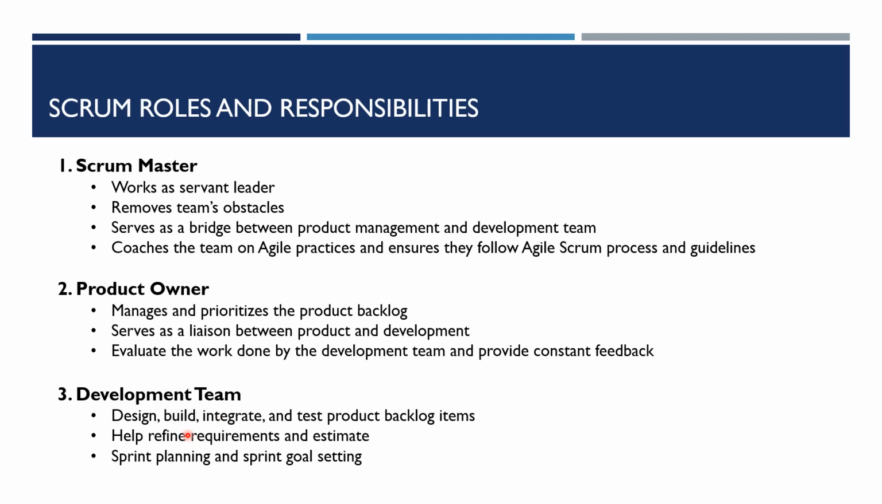The team helps in refining the requirements and they estimate the requirements. They work with the product owner, review and refine requirements, and provide estimates to the product owner about the requirements in the backlog. Team also does the sprint planning and they do the goal setting for the sprint. So these are three important roles in Scrum.